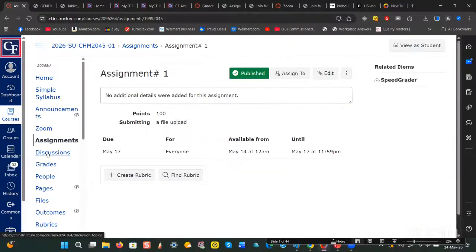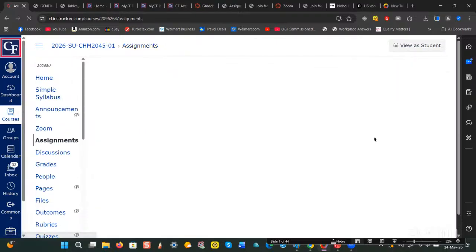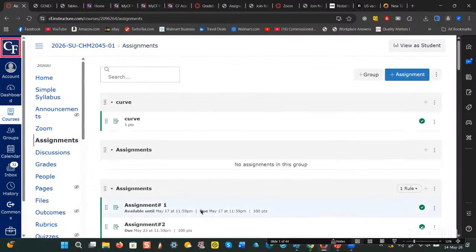Okay, so it's set up. One of the things that I'm going to leave in the instructions is that you have to make sure that you save your assignment as a PDF document and upload it into this Dropbox I've just created, all right?